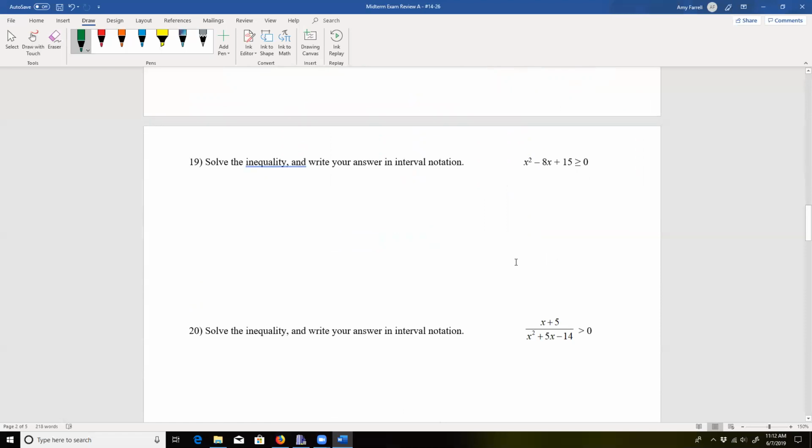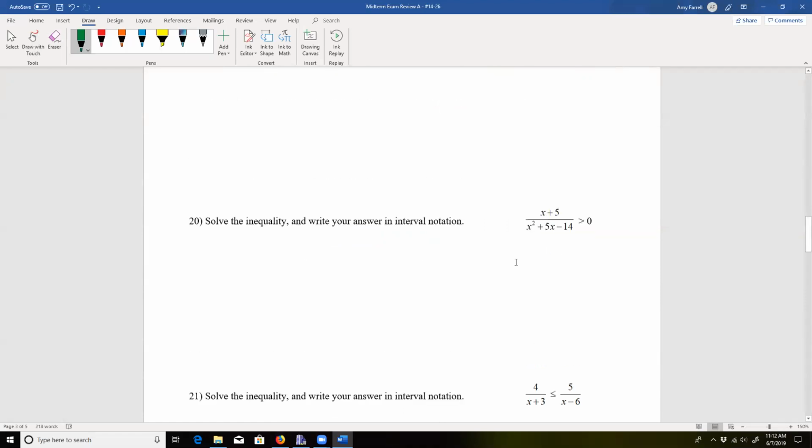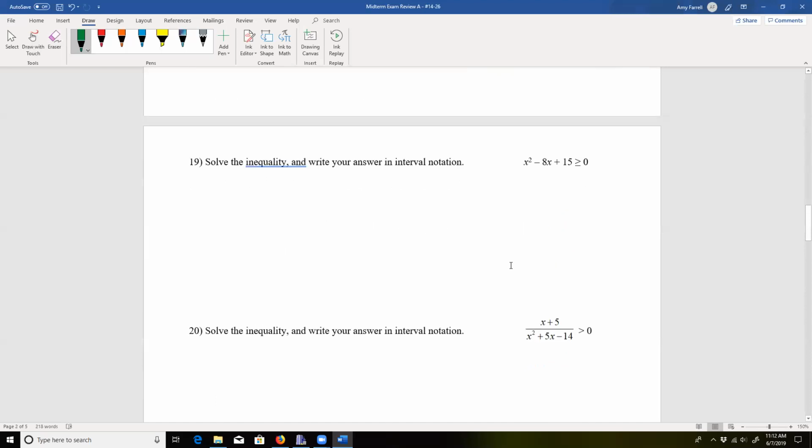Okay, for 19, 20, and 21, we are going to need sign charts. Sign charts are used whenever we're solving quadratic, cubic, and rational inequalities. For 19, I'm going to factor. I'm going to look for 2 numbers that add to negative 8 and multiply to 15. So those 2 numbers would be negative 5 and negative 3. So my factors are x minus 5, x minus 3.